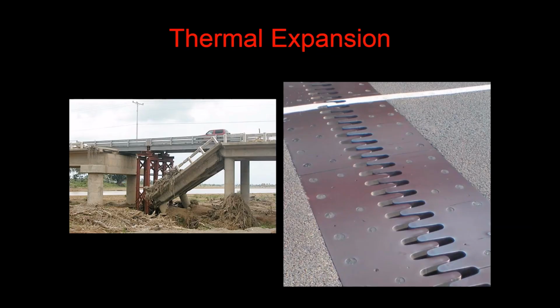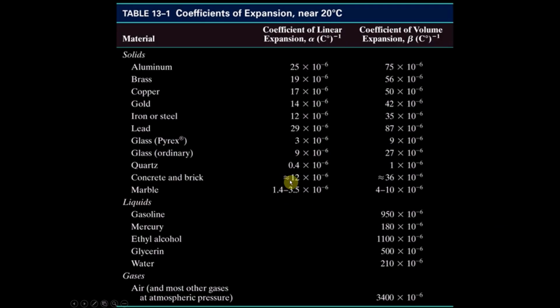Over a season, especially in places here towards the north where we see large changes in temperature, things can get very, very hot and then very, very cold during the winter, and you will see big changes in the overall length or volume of your structure. So this bridge would be built out of concrete and steel, and if we go back to our previous slide, you can see steel has a coefficient of linear expansion of 12 times 10 to the negative 6, and concrete and brick about the same.